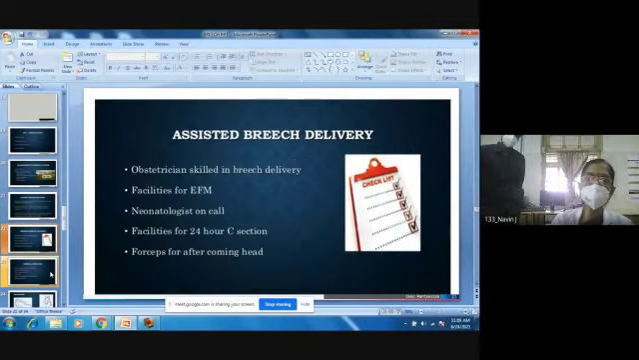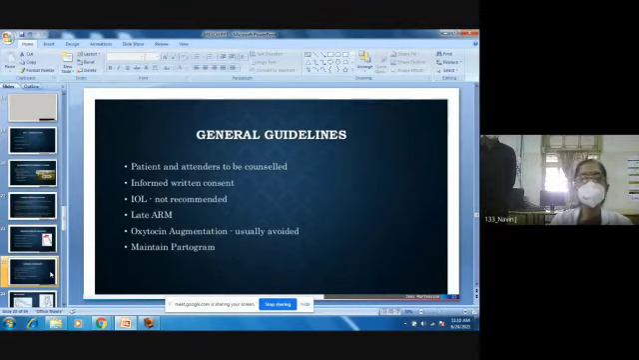So assisted breech delivery, always remember, should be done only in a tertiary institution where you have a senior obstetrician with the skill of doing the various maneuvers, and facilities for continuous electronic fetal monitoring. The neonatologist should be available round the clock, and you need facilities for 24-hour cesarean section. You should also know the various maneuvers and have Piper's forceps for the after-coming head of the baby. The patient's attenders should be counseled and be willing for a vaginal breech delivery. You should get a written consent, and no induction or augmentation is required. It should not be done.